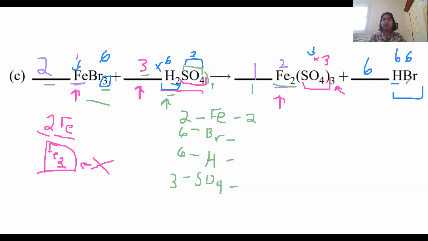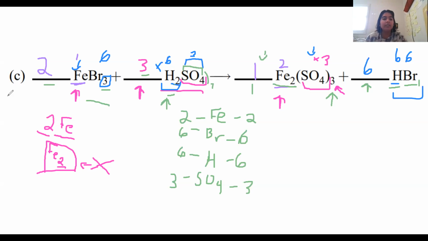Br's, we come over here and take a look. We have 6 times just 1, that gives us 6. H's, we also have 6 because we have the 6 coefficient, and we have nothing as a little subscript there. So we have 6. And SO4 is as a unit. We have a 1 here. We multiply that by this 3 here. So we get 3. And would you look at that? All the numbers are exactly equal. The 2's are equal, the 6's, the 6's, and the 3's.